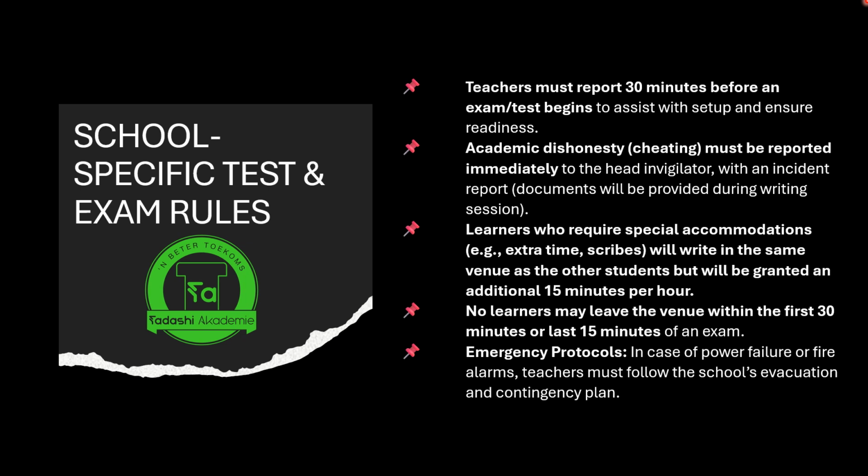Learners who require special accommodations like extra time or scribes will write in the same venue as the other students, but will be granted an additional 15 minutes per hour. In our case, the scribes is not applicable to us, but extra time definitely. For instance, if they write an hour paper, the extra time learners get an hour and 15 minutes. If it's a 2 hour test, they get 2 hours and a half. So for every hour, you just add 15 minutes for them.